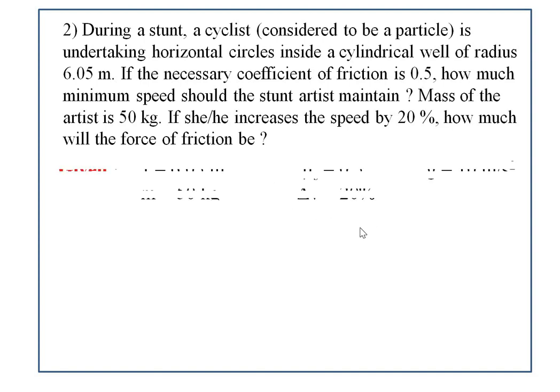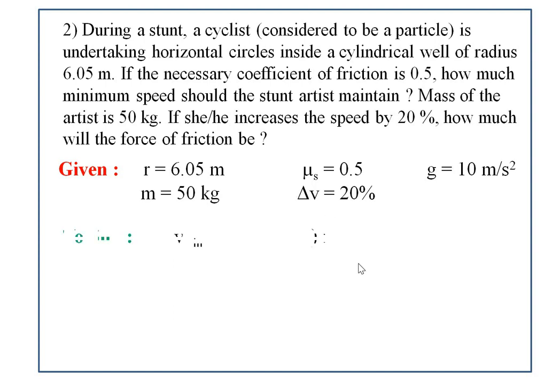So let's see the given data in this example. Given is r, that means the radius, 6.05 meter, coefficient of friction mu s equals 0.5, acceleration due to gravity 10 meter per second square, mass of the artist m equals 50 kilogram, and the speed change delta v equals 20%. Here we have to find the minimum speed, that is v minimum, and the force of friction, that is F s.